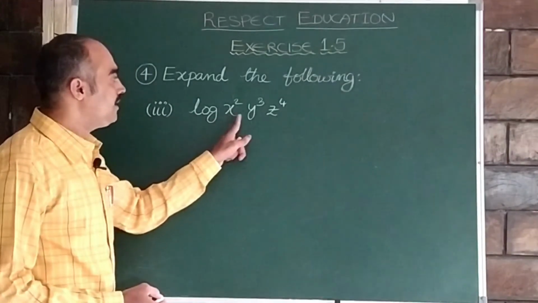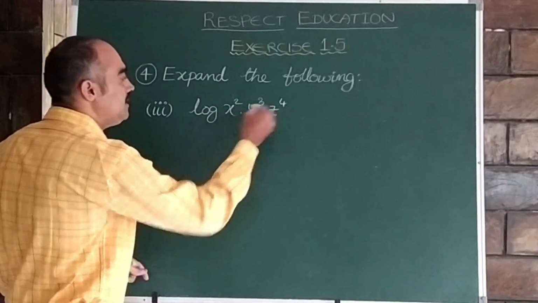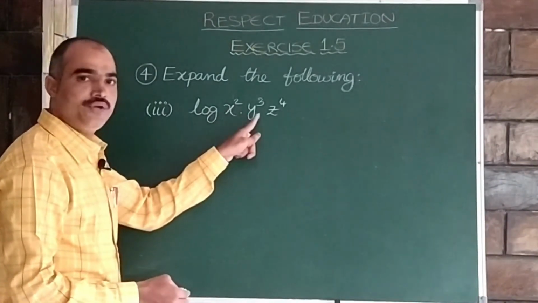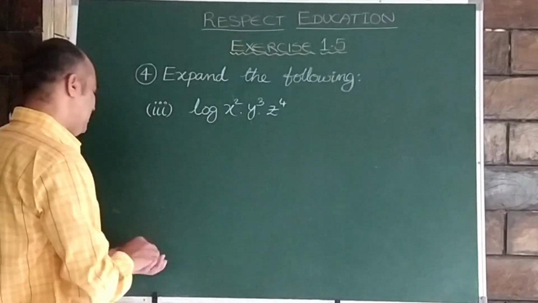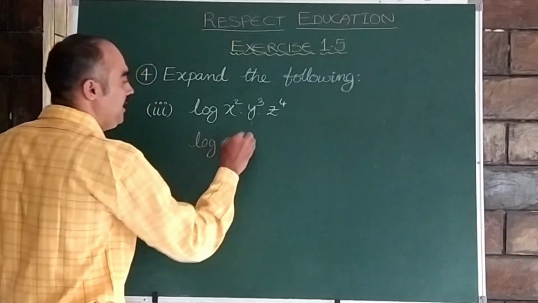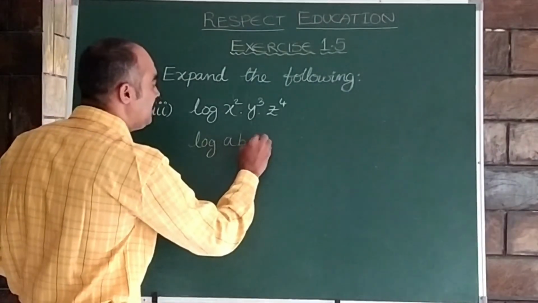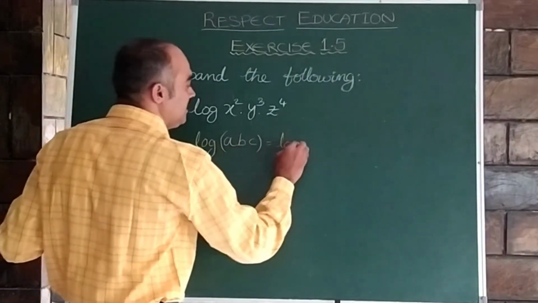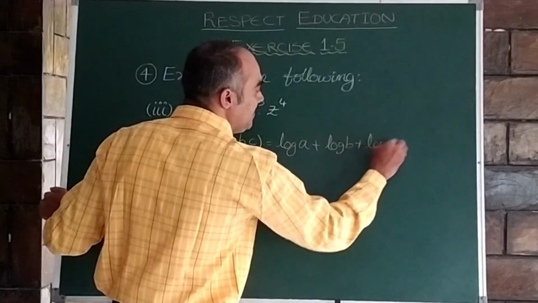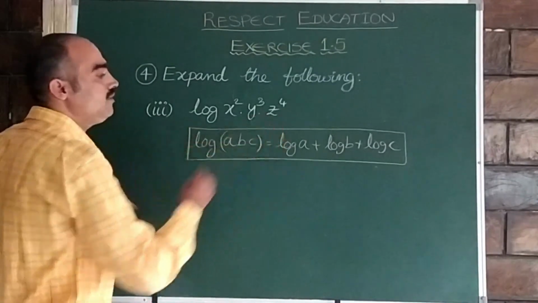Log x square y cube z power 4. Here it indicates into, children. If nothing is there, that means it is into. So again, reread the question: log x square into y cube into z power 4. Here the suitable formula is log. Whenever a into b is there, we write log a plus log b. Here one more term is there, so we can take that as c. Log a b c can be written as log a plus log b plus log c. So here 3 terms are there, children. That's why we extended the formula to the 3 terms.